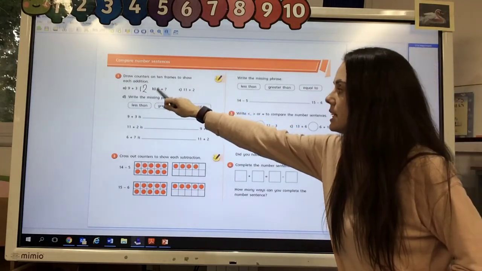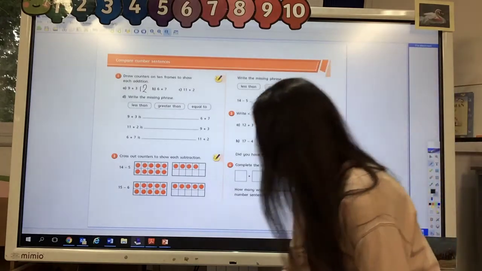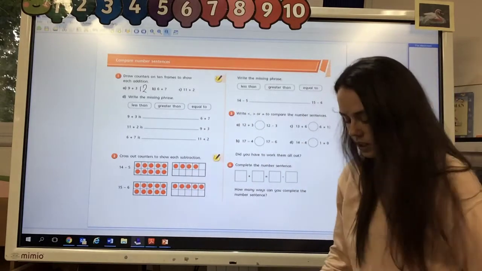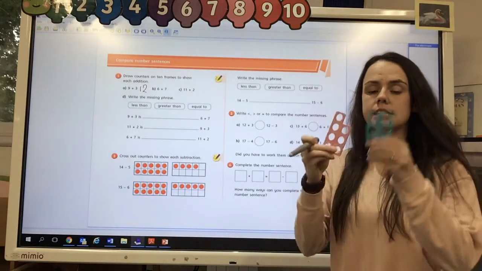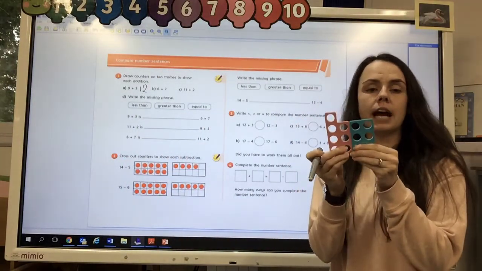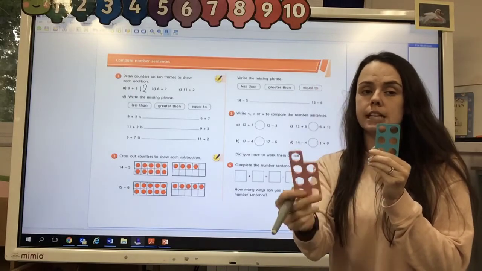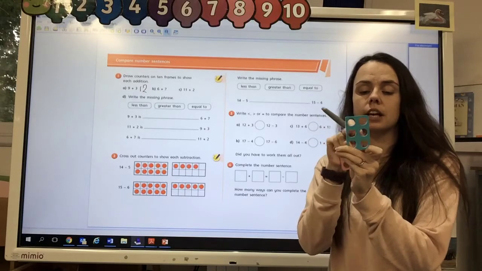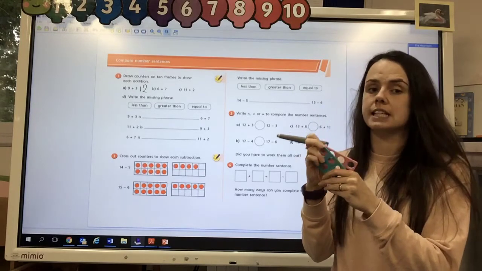This time we've got 6 add 7. Can you get a 6 and a 7 piece, please? So 6 add 7. How much have we got there? So let's count on. So 7, 8, 9, 10, 11, 12, 13. Fantastic.